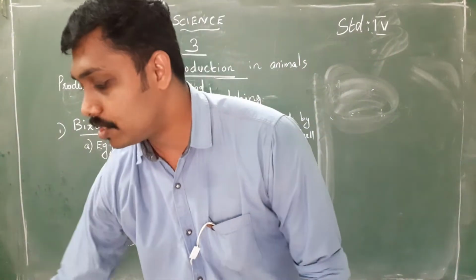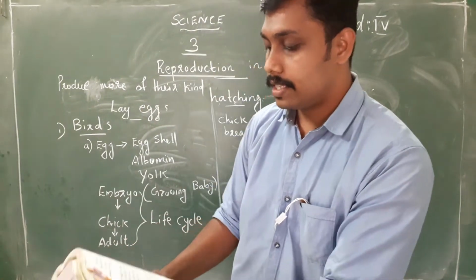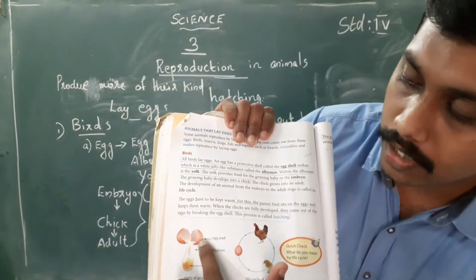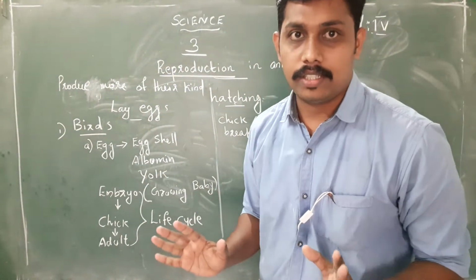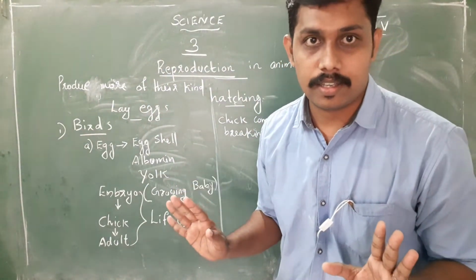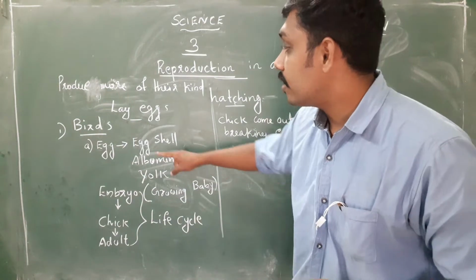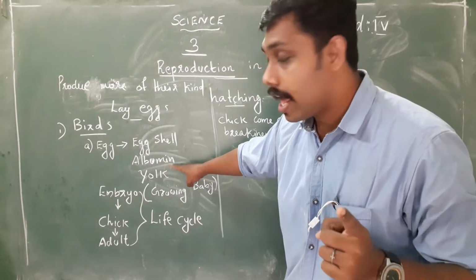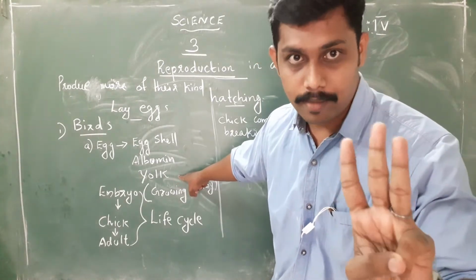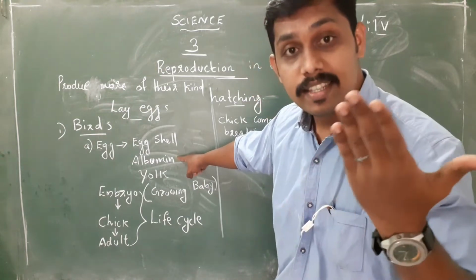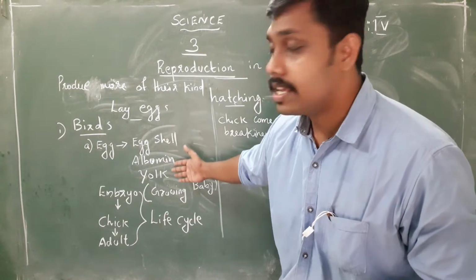You have a picture in your textbook. Look at it. These are the parts of an egg. Can you see the parts of the egg? All birds lay eggs. An egg has mainly 3 parts: the first one is eggshell, the second one is albumin, and the third one is yolk. These are the main 3 parts of the egg.